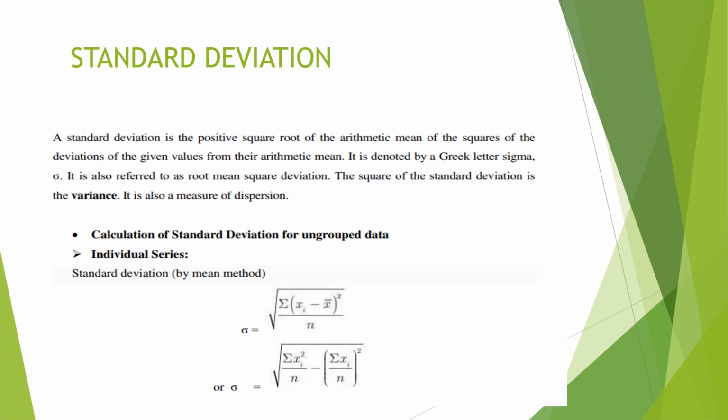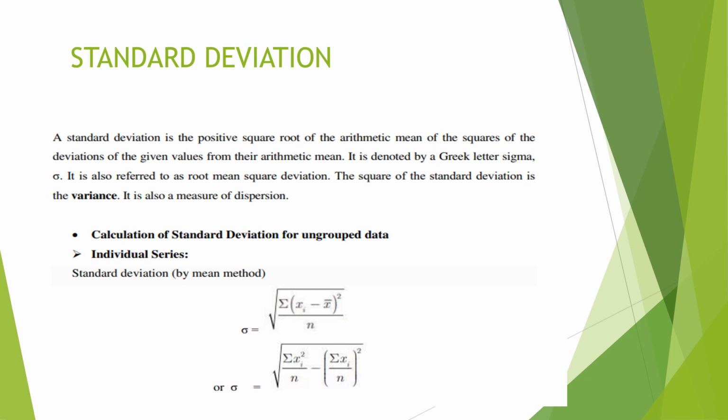Next is the standard deviation. The standard deviation is the positive square root of the arithmetic mean of the squares of the deviations of the given values from the arithmetic mean. It is denoted by the Greek letter sigma. It is also referred to as the root mean square deviation. The square of the standard deviation is the variance. So it is also a measure of dispersion.